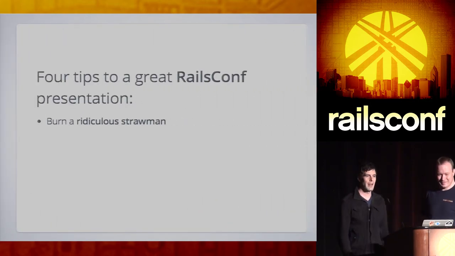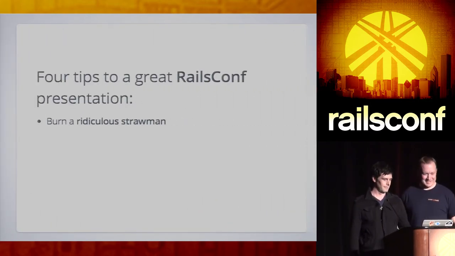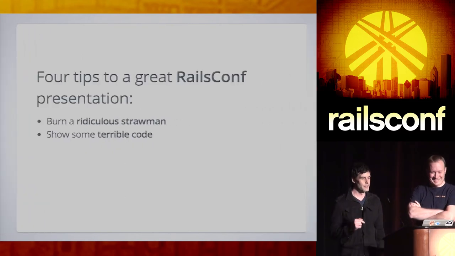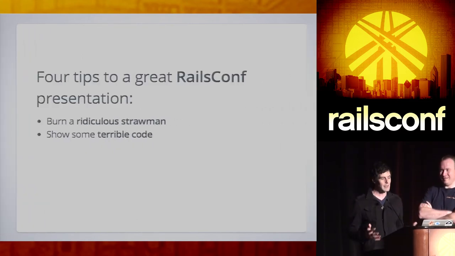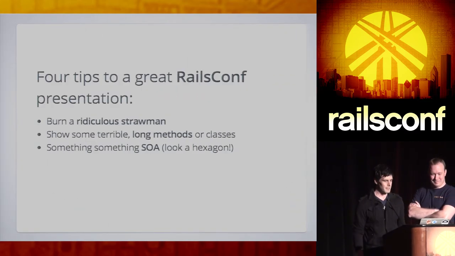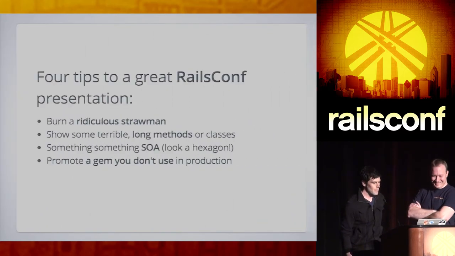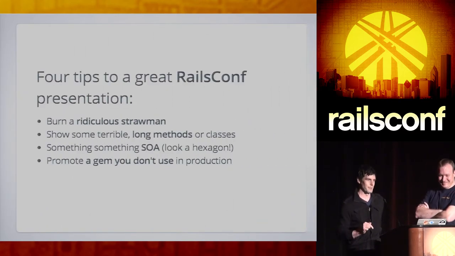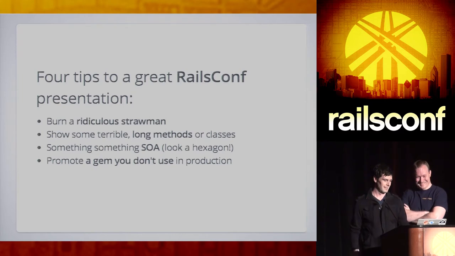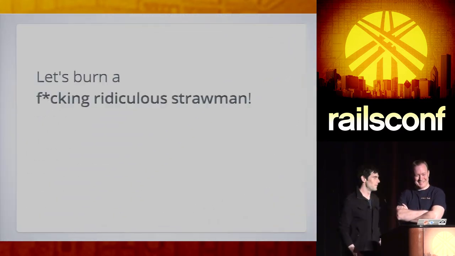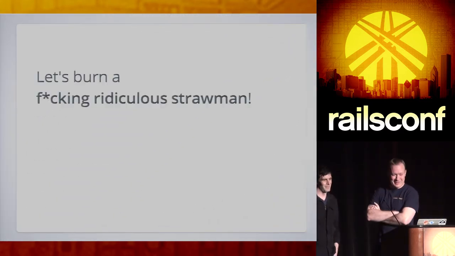First thing to do is to burn a ridiculous straw man. After you've done that, you can show some terrible code so we can all feel good about the terrible code that we've written. Something, something SOA, there's hexagons. That's what I got out of it. And promote a gem that you don't even use in production. So let's burn a ridiculous straw man.